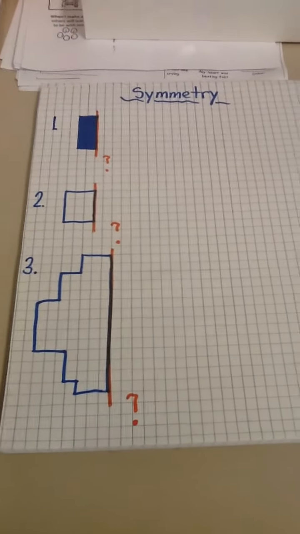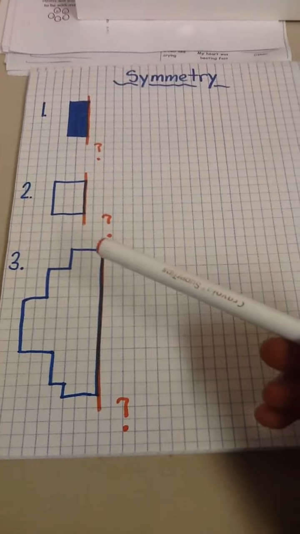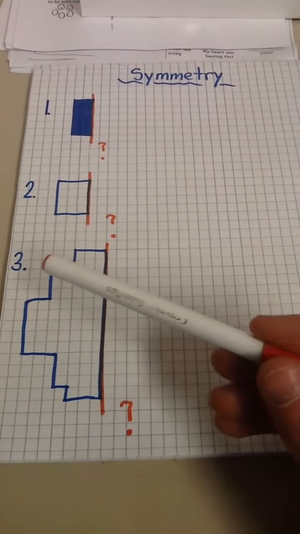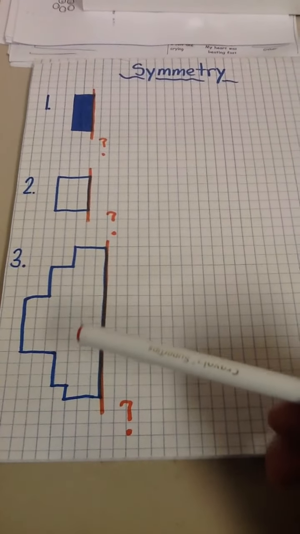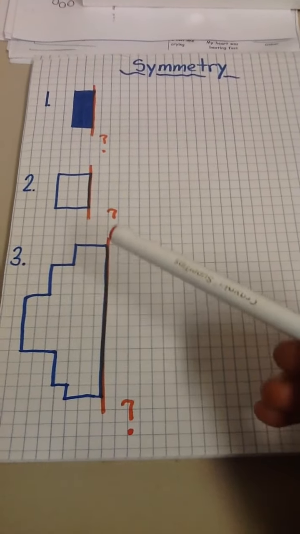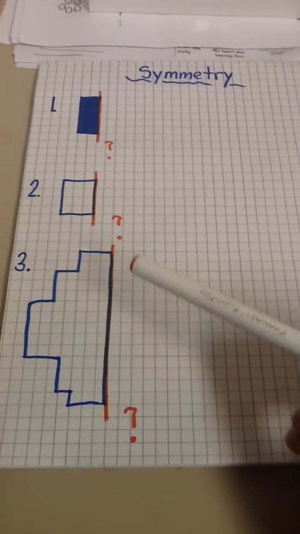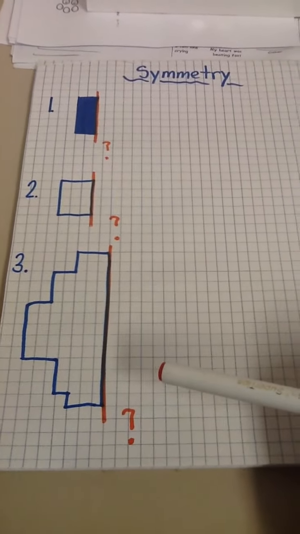And the third thing is, tonight, I'd like you to count how many blocks I've outlined in number 3. So how many squares have I outlined in number 3? Here's our line of symmetry. And if you were to make this shape symmetrical, how many squares and what shape would you outline on this side?